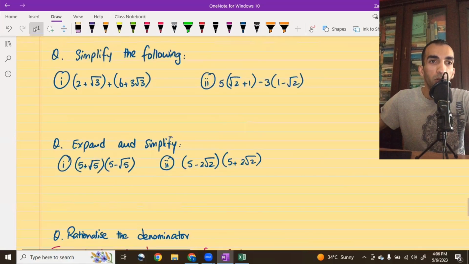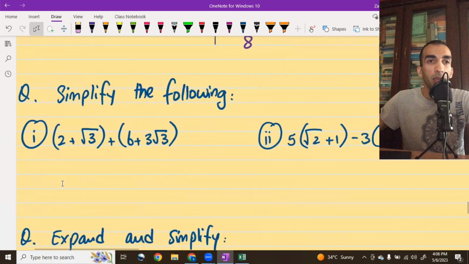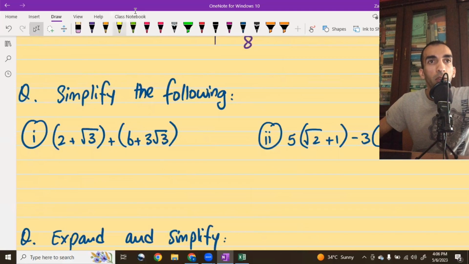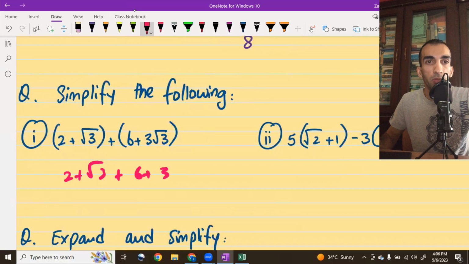One last question before we end it. Simplify the following: 2 plus square root of 3, plus 6 plus square root of 3. What should we do with the brackets? We need to open them up. So 2 plus square root of 3 plus 6 plus square root of 3 square root of 3.